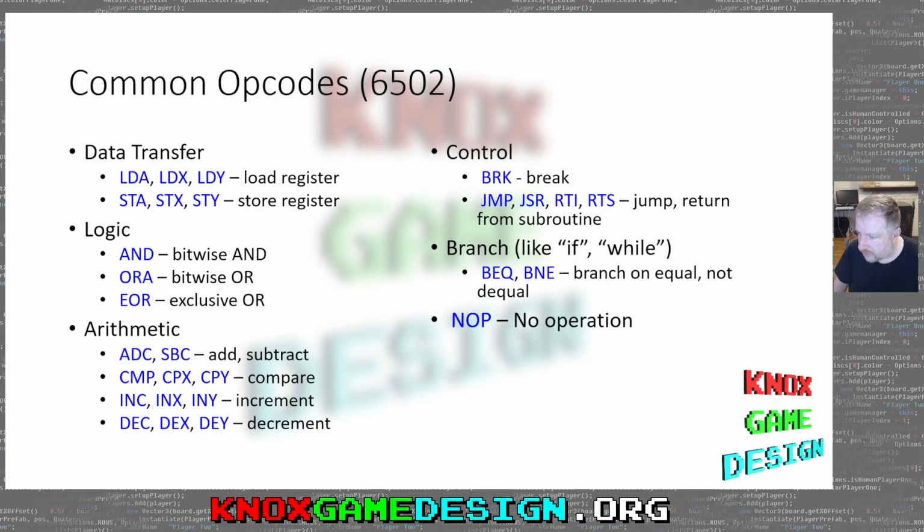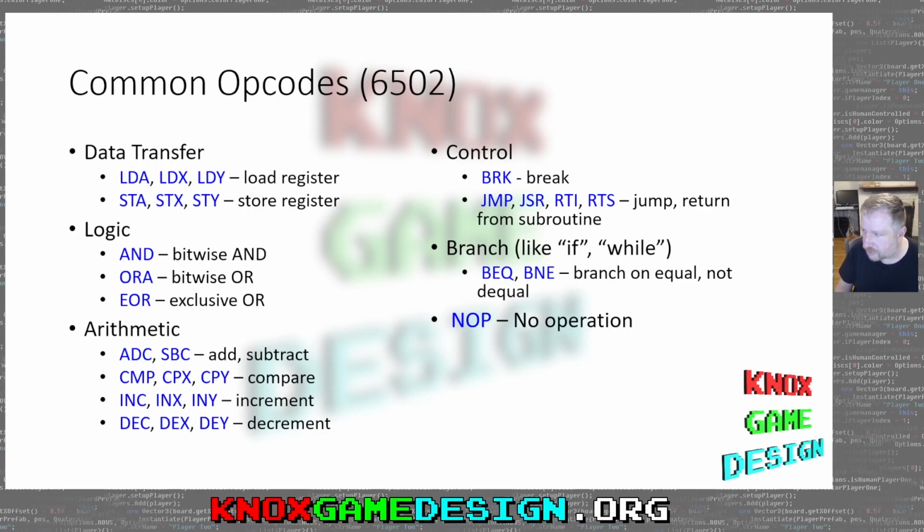Then you got your arithmetic commands, ADC, SBC for add and subtract. Then you got your compares, CMP, CPX, and CPY to compare two values, whether they're equal or not. Then you got your increment and decrement values. So that's basically just adding one. So you got INC, INX, and INY, and decrement is DEC, DEX, and DEY.